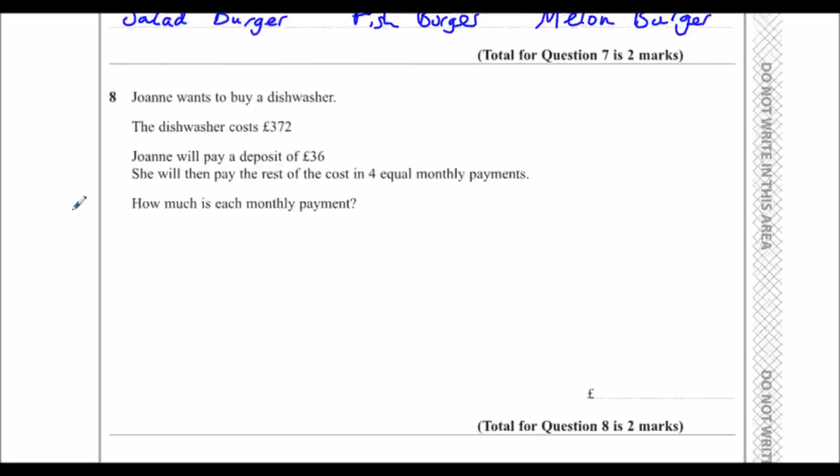Question 8. Joanne wants to buy a dishwasher. The dishwasher costs £372. She's going to pay a deposit of 36 and then pay the rest in 4 equal monthly payments. How much is each monthly payment? So it costs 372 and she's going to pay this deposit of 36. So let's take off the 36 and see how much she's got left to pay. So type it into the calculator. And she's got 336 left to pay.